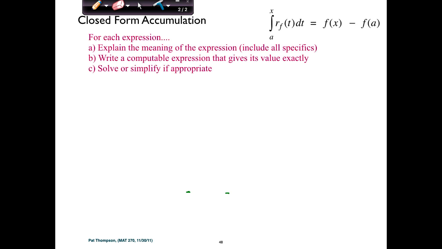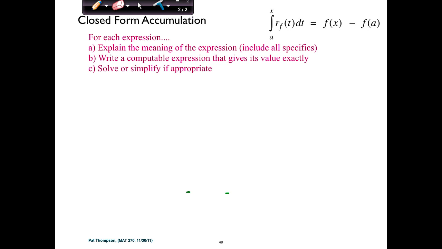We've got some exercises here, and for each one I'm going to show you an expression. We're going to explain the meaning of the expression, just to keep reviewing that. And then we're going to write a computable expression that gives its value exactly. What am I saying in part B? I'm saying closed form. Find a closed form, and if it can be simplified, we simplify it as appropriate.